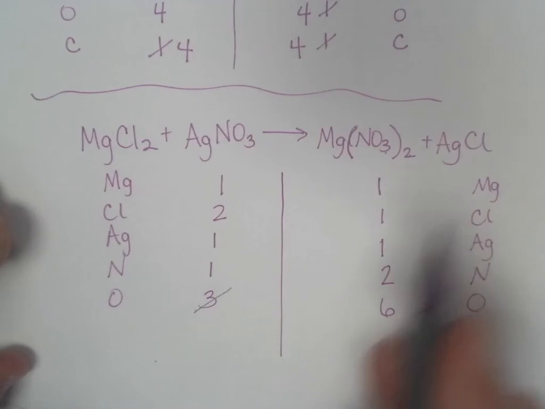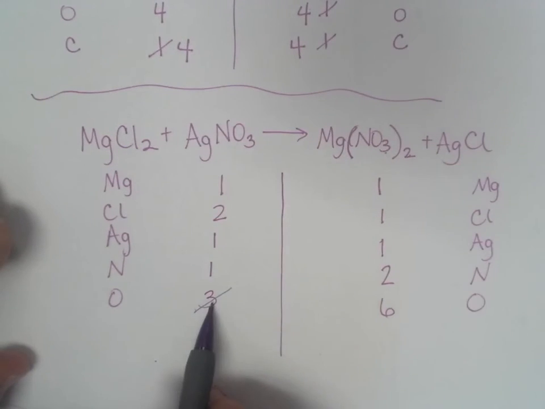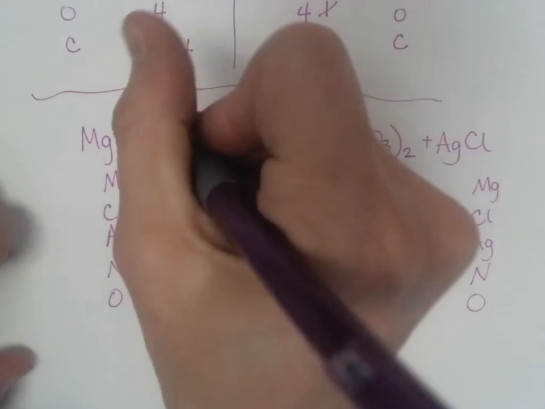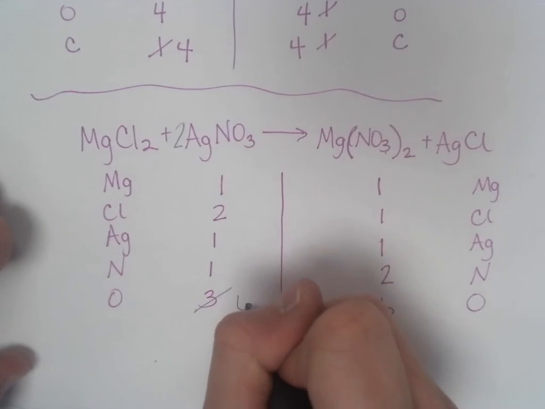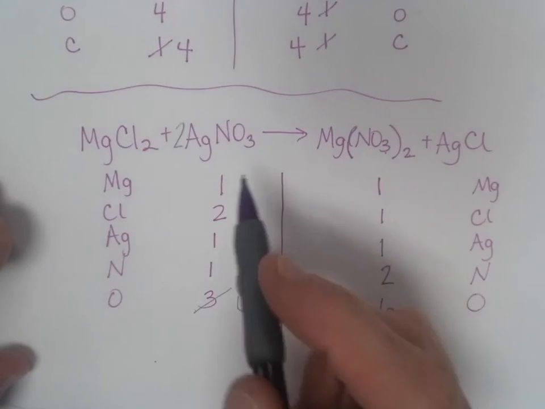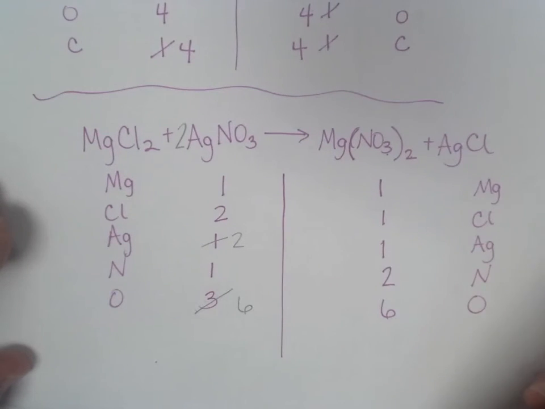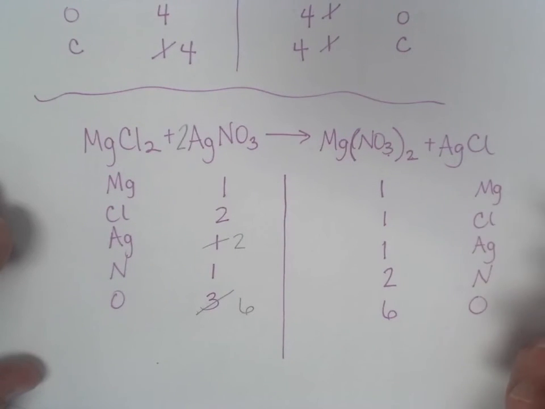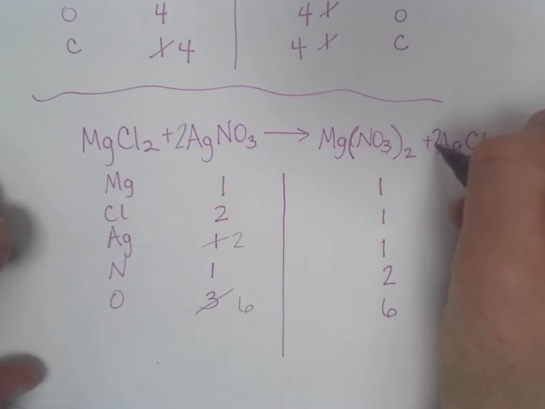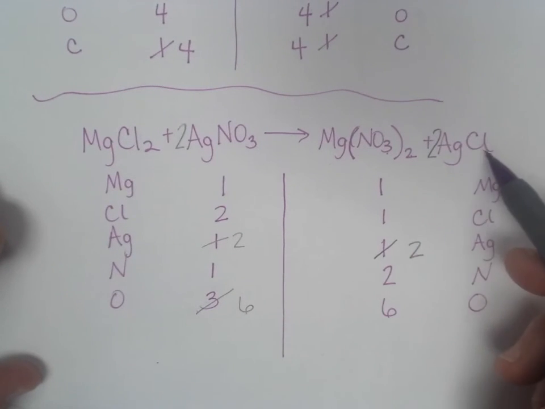I am going to multiply 3 by 2 to get 6 because I need 6 and I only have 3 over here. So I'm going to put a 2 coefficient in front of this. So now I know it's going to be 6. But when I did that, then I ended up with 2 silver. And over here I only have 1 silver. So then I can come over here and say, well, I'm definitely going to have to add a 2 there to get my 2. But now by doing that, I've upped my game to 2 chlorine.